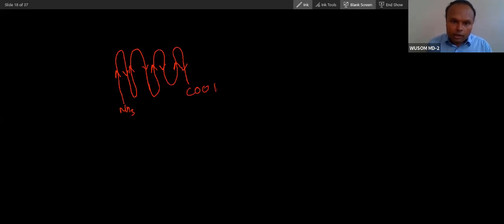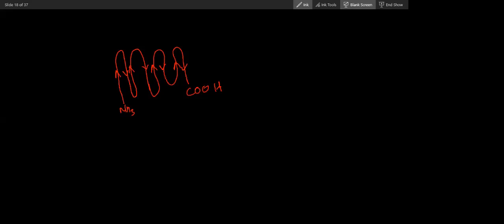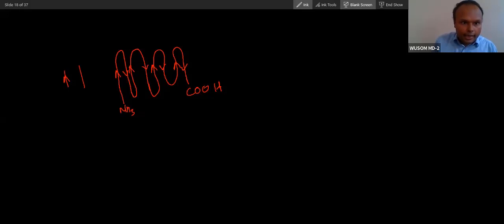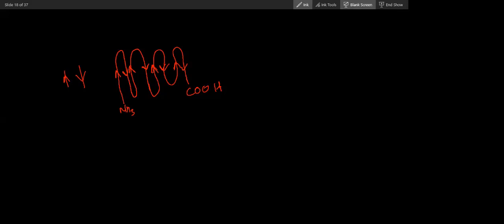So this is, let's say, an NH3 group. It will fold like this. This will fold like this. So what do you think? What type of folding is this? Parallel or anti-parallel? Parallel. Arrow going this side and this side. You can see here. Anti-parallel. This is anti-parallel.